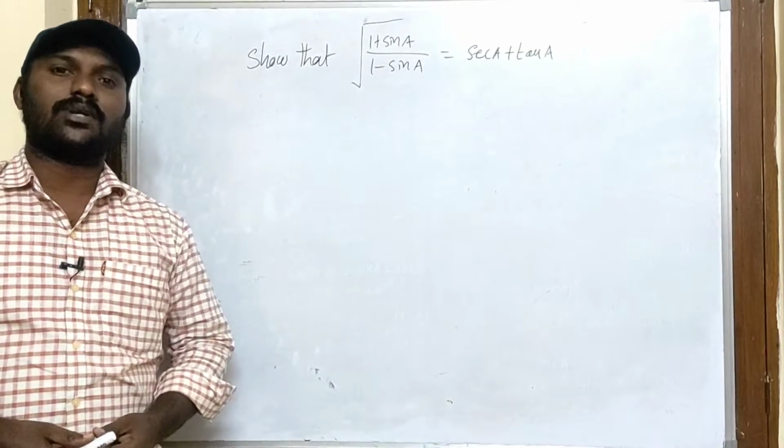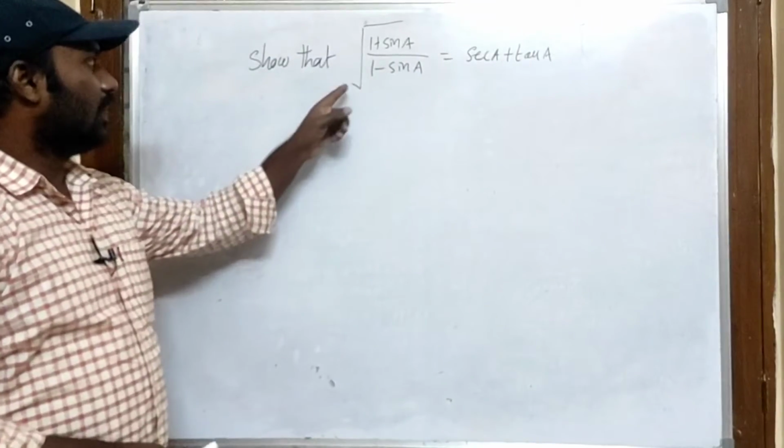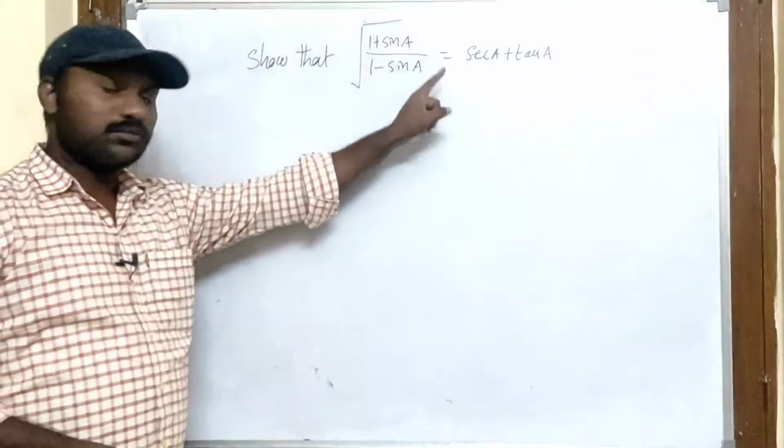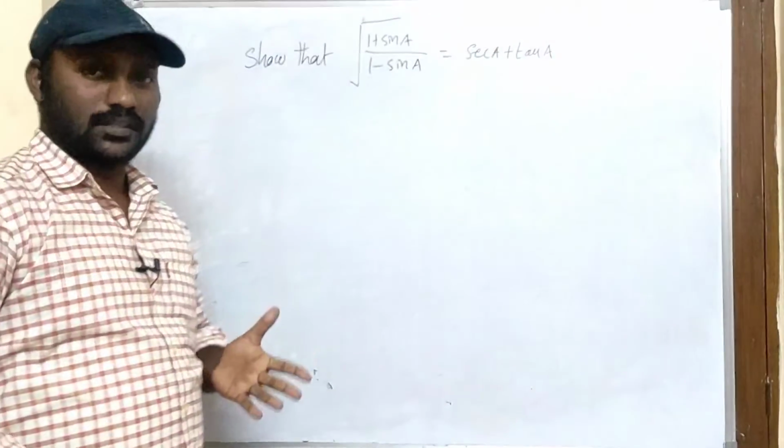Now we are going to solve a problem from trigonometry. The given problem is: show that under root of (1 plus sin A) by (1 minus sin A) equals sec A plus tan A. This is the given problem for us.